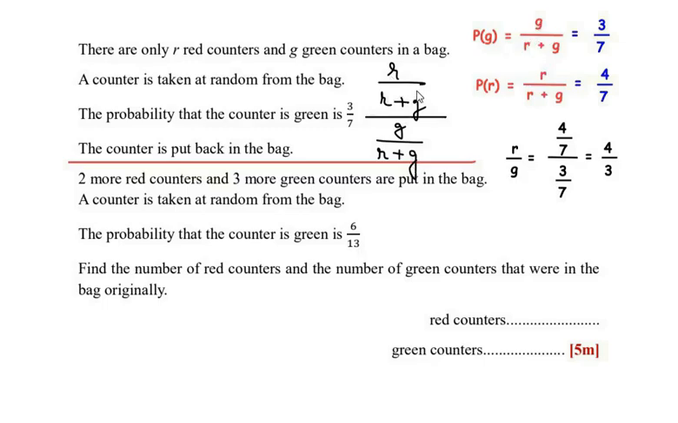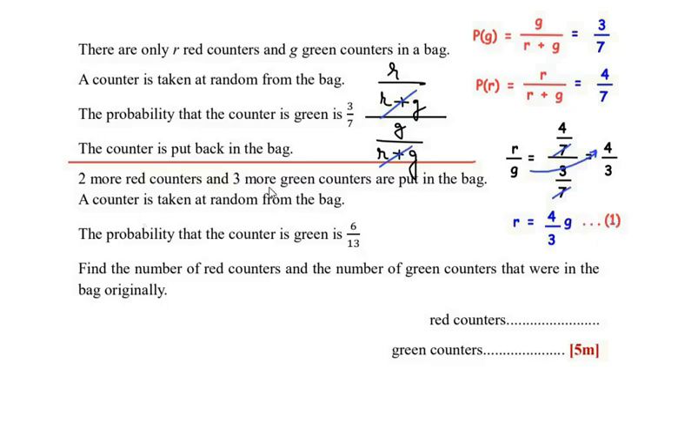So we can see that r plus g and r plus g gets divided, giving us r over g is equal to 4/7 divided by 3/7. So 7 and 7 gets cancelled, giving us 4/3. So r over g is equal to 4/3. Now let us take g on the other side of equal to sign so that it multiplies with this fraction, giving us r is equal to 4/3 times g. And let us consider this as equation 1.